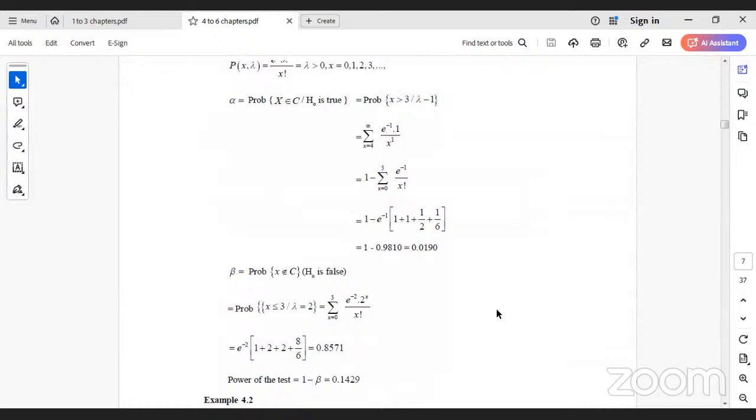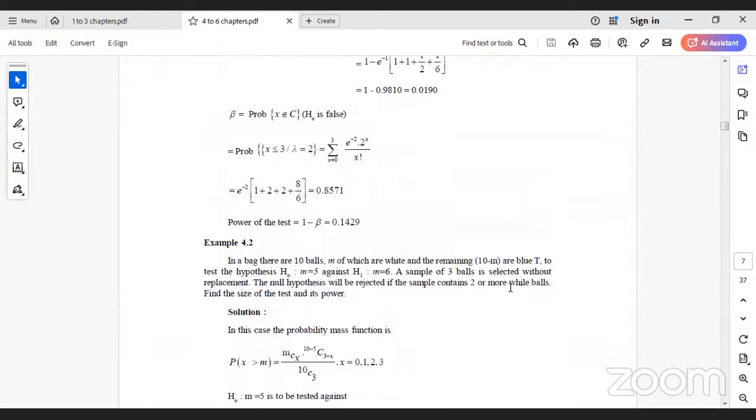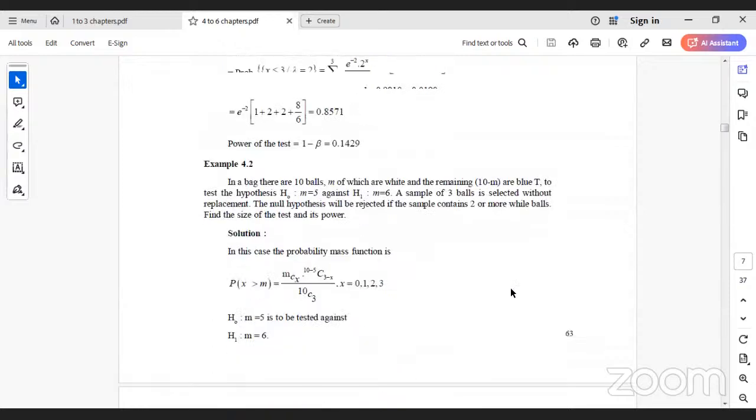Beta is the probability that x does not belong to C when H naught is false. That is the probability of x less than or equal to 3 when lambda is equal to 2, the summation from x is equal to 0 to 3 of e power minus 2, 2 power x by x factorial. So 1 plus 2 plus 2 plus 4 by 3, and the power of the test, 1 minus beta, after the simplification we are writing here is 0.1429. Example 4.2: so one example we have seen here.